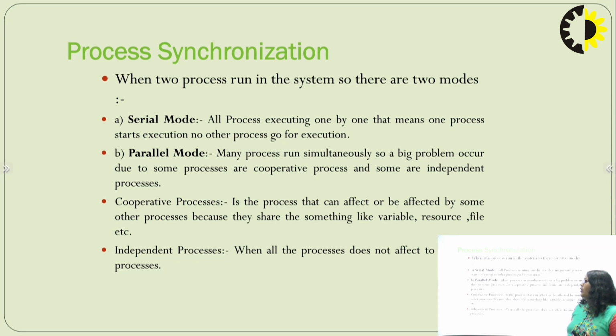Now what is parallel mode? Basically many processes run simultaneously, and when many processes run simultaneously, it creates a big problem. That problem occurs due to some types of processes: the cooperative process and the independent process. What is cooperative and what is independent? Cooperative is when one process can affect or be affected by another process. When one process is executing and demands a resource held by another process, these are cooperative processes.